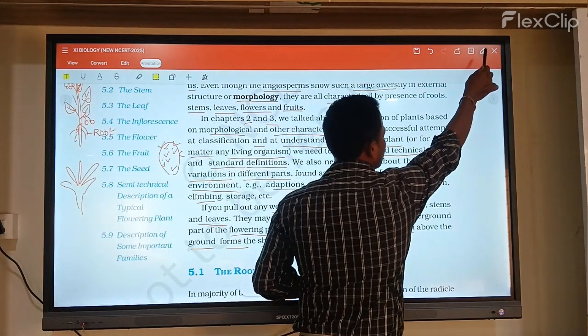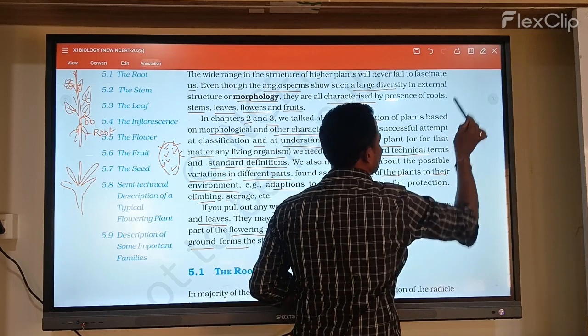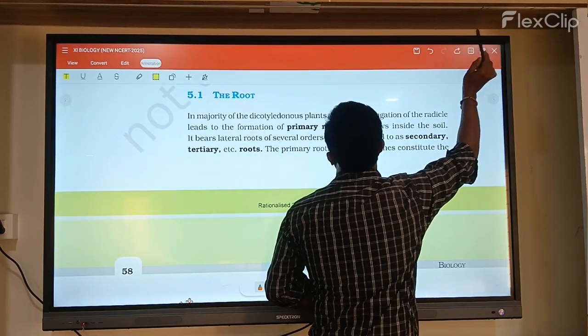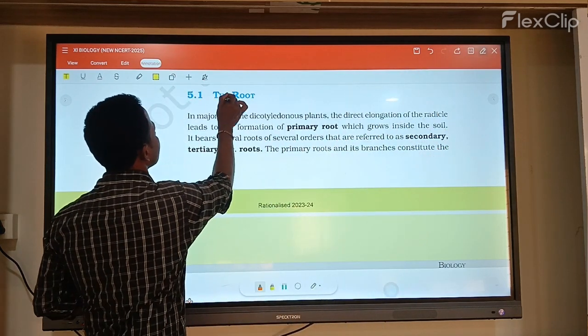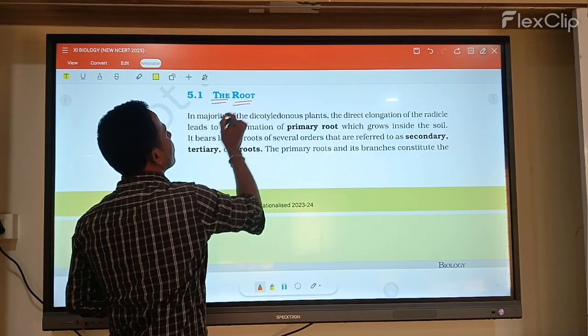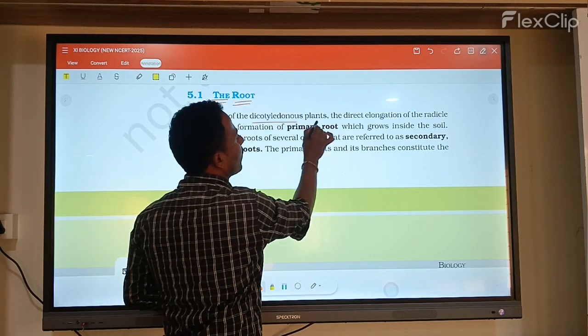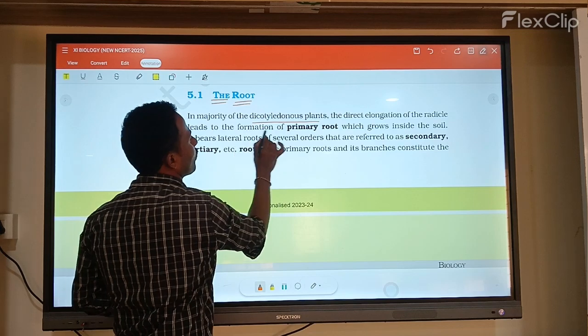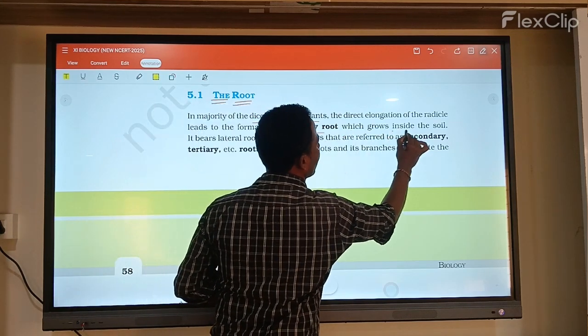Now here, first we talk about the root. In the majority of dicotyledon plants, the direct elongation of the radicle leads to the formation of the primary root, which grows inside the soil.